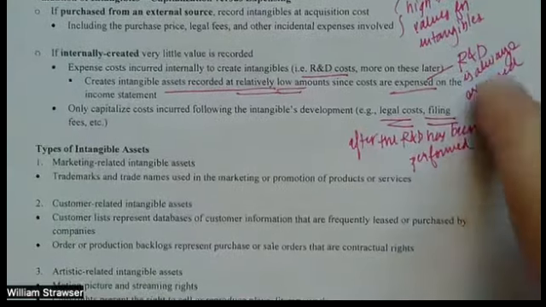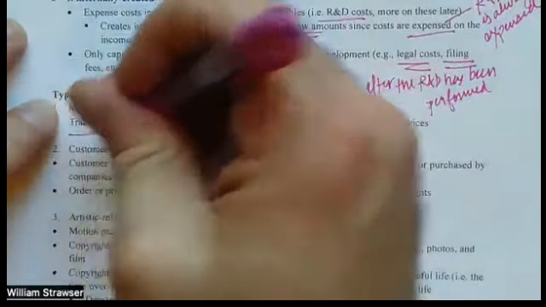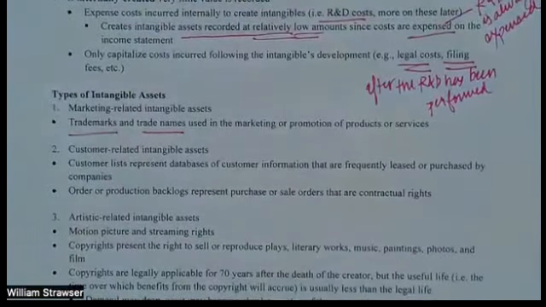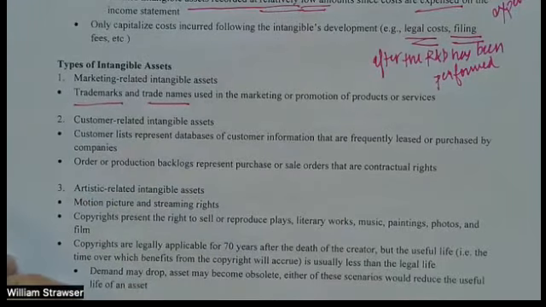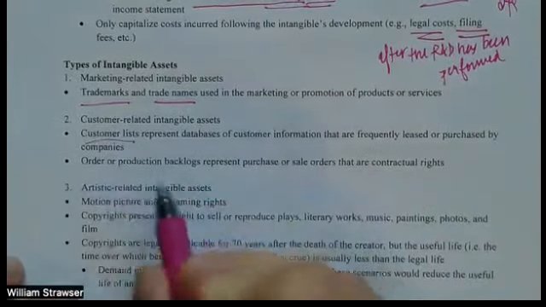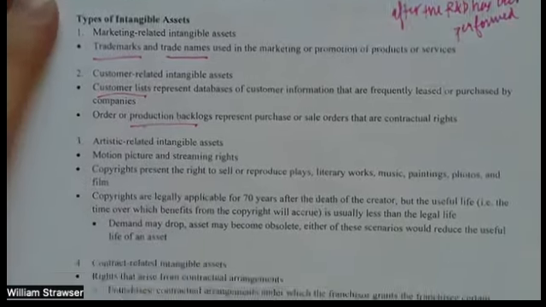So what are the types of intangibles? We have marketing related intangibles. So trademarks, trade names to market our stuff. That's certainly one big type. Customer related intangibles. So we've got customer lists, we've got production backlogs. Those are things that provide information to companies about how much in demand certain products are, what markets we have for these products, and being able to channel into those markets efficiently.